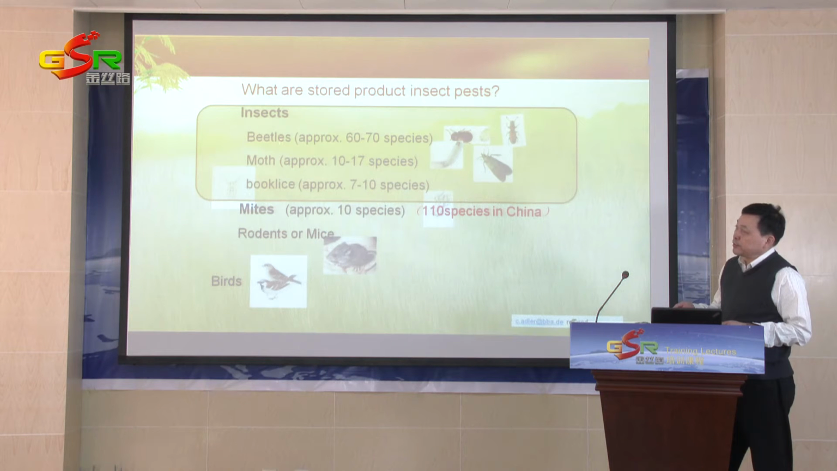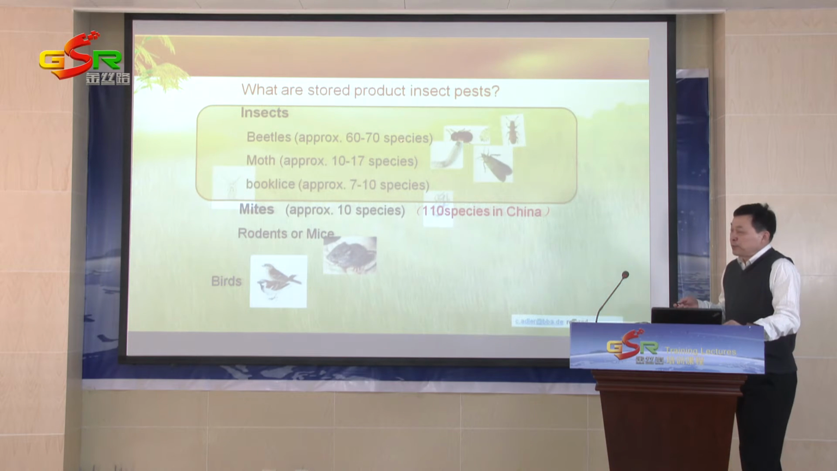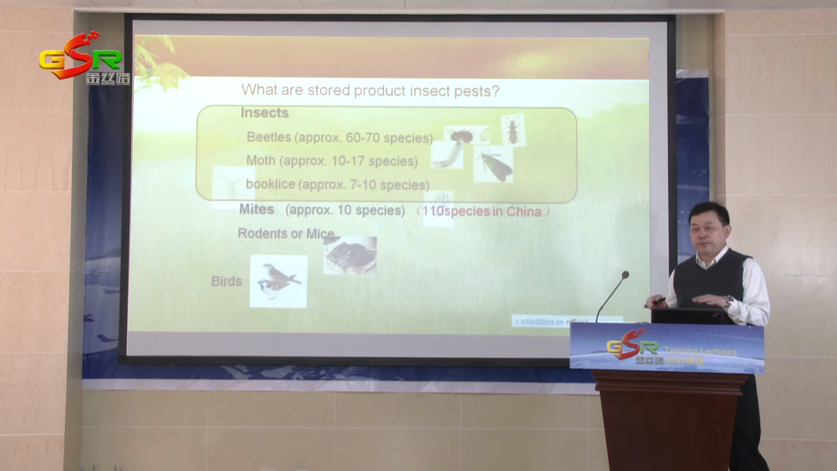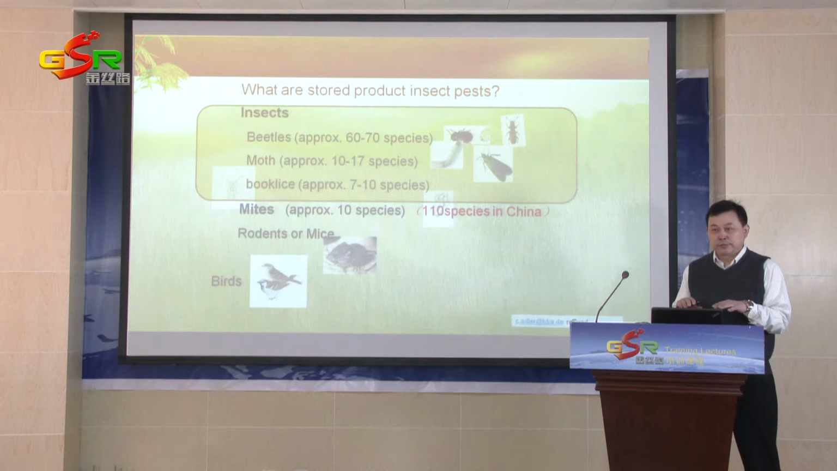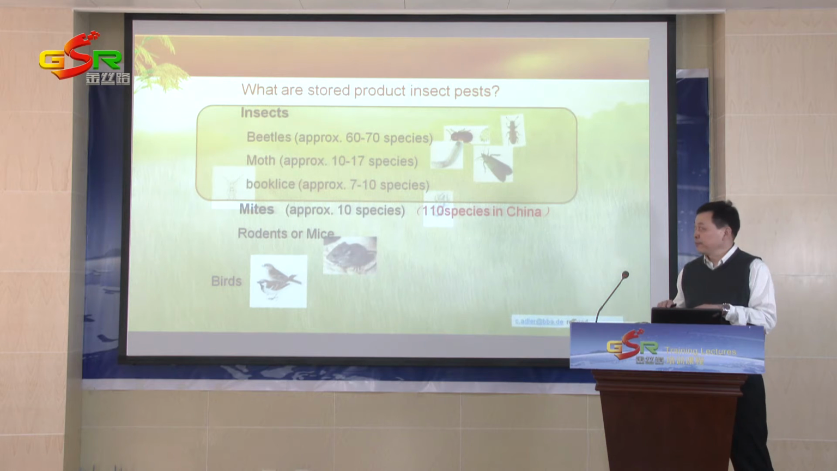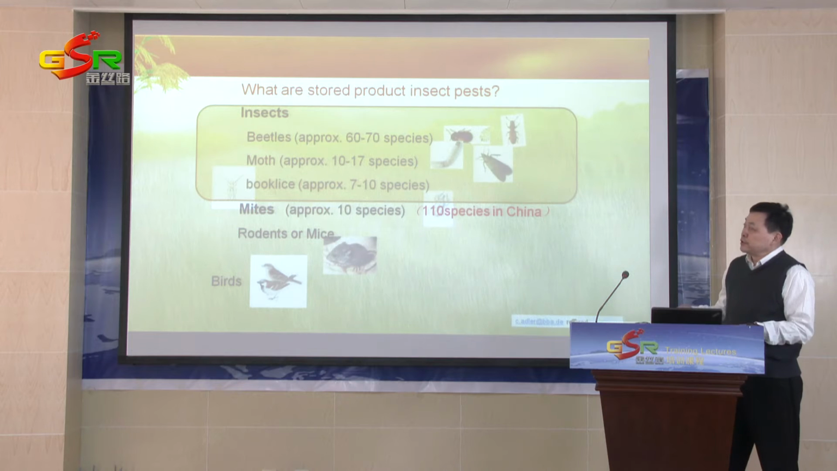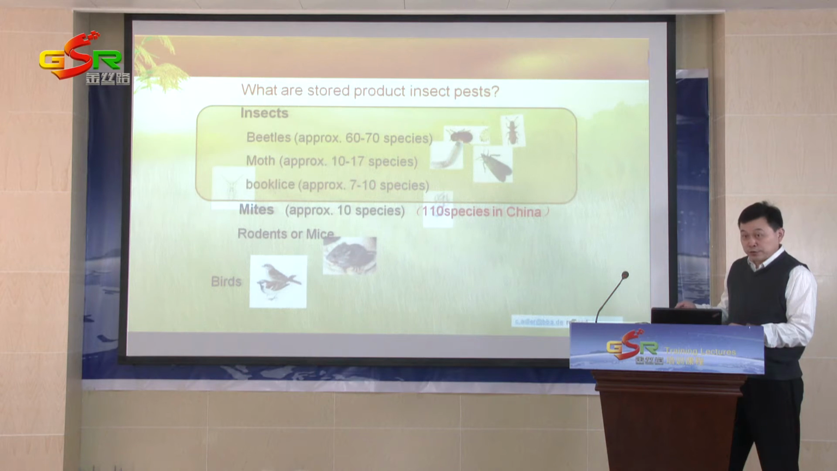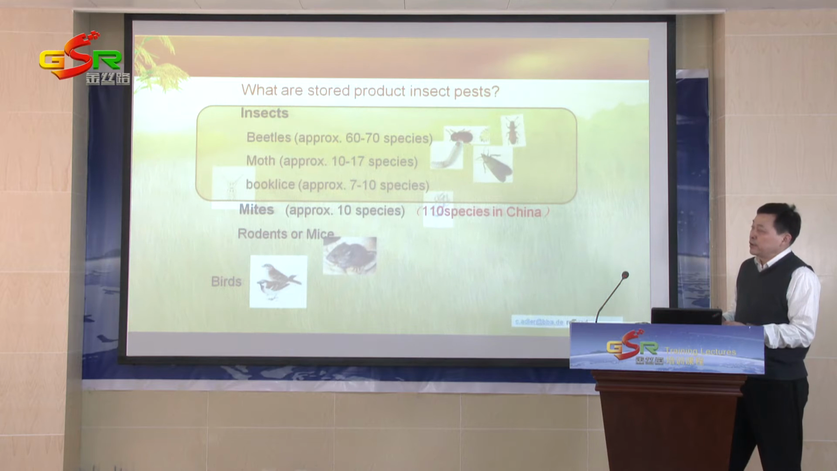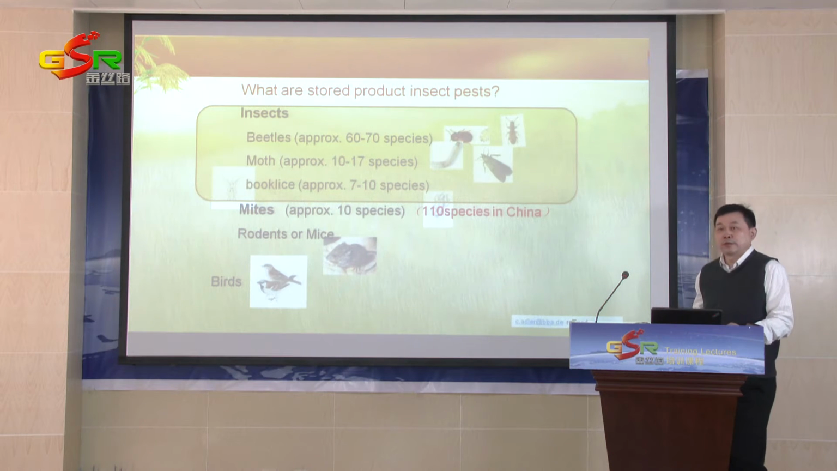The beetles include the weevil and borer. There are about 6 species in the storage grain. The number of species depends on the condition of the grain storage. Bad condition, more species. The most in grain storage is about 10 to 17 species in China, almost the same around the world. The psocids or book lice number about 7 to 17, but in China nowadays we know about 7 species of book lice.